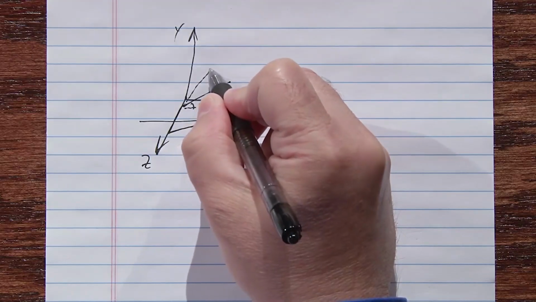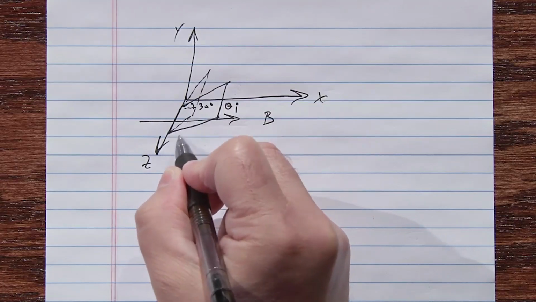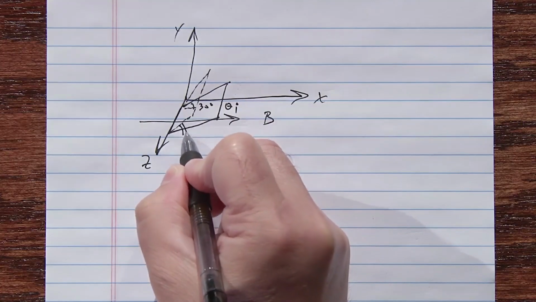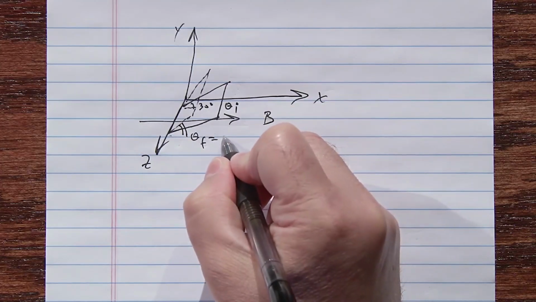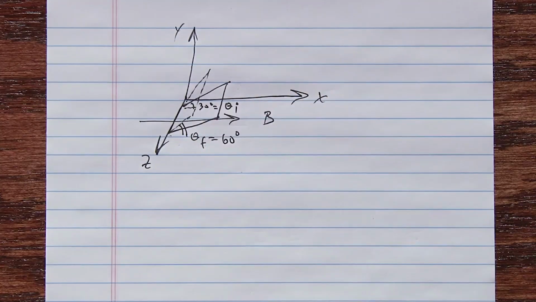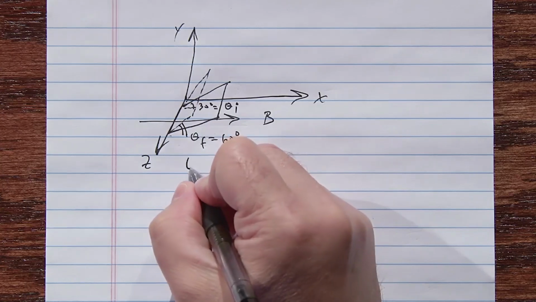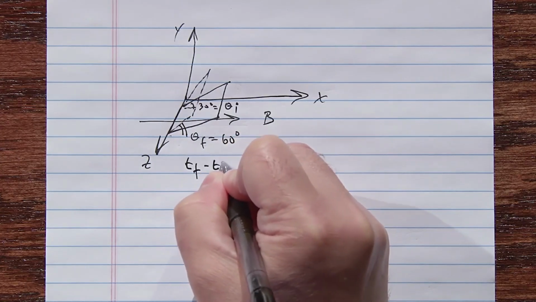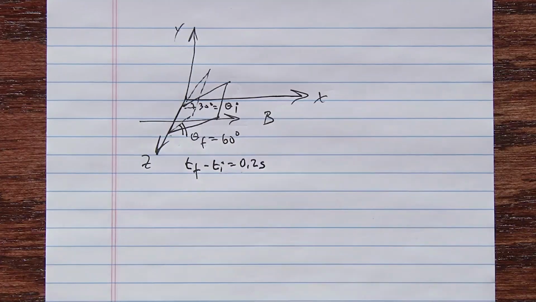And finally, it makes a steeper angle, and I'll write that as theta final is equal to 60 degrees. So theta initial is 30 degrees. Theta final is 60 degrees. The change in time, t final minus t initial, is 0.2 seconds.